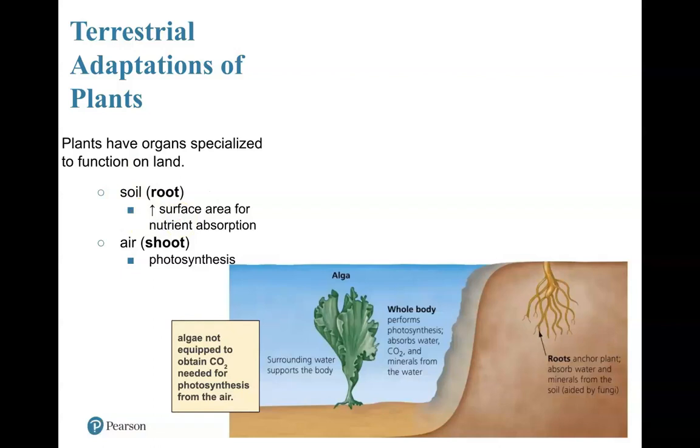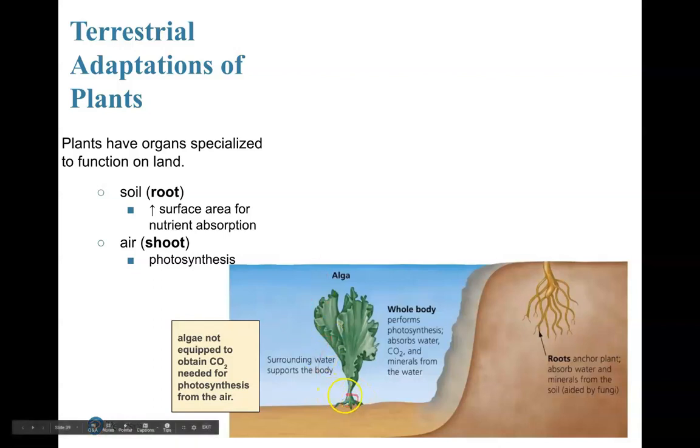So if I focus on an alga here, alga are not going to be found in dry environments. They are going to be in an aquatic environment. They don't have the necessary structures to obtain that carbon dioxide that's needed for photosynthesis in the air. They obtain that carbon by other means in those aquatic ecosystems.